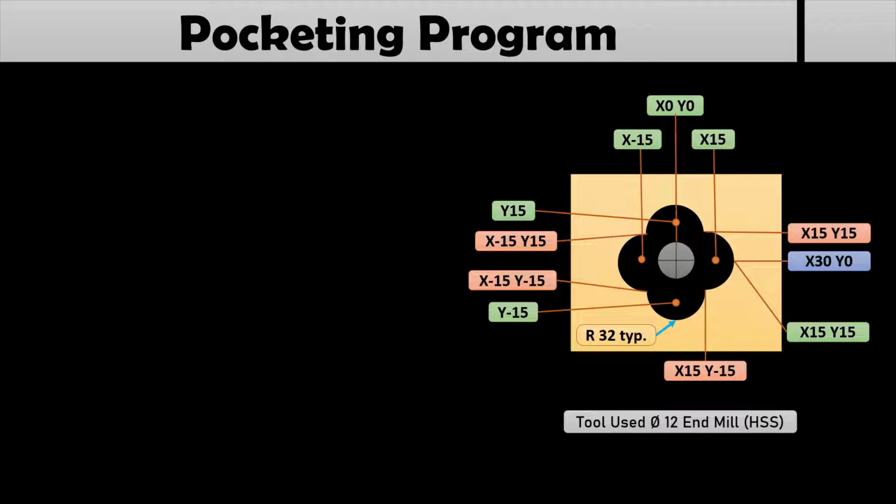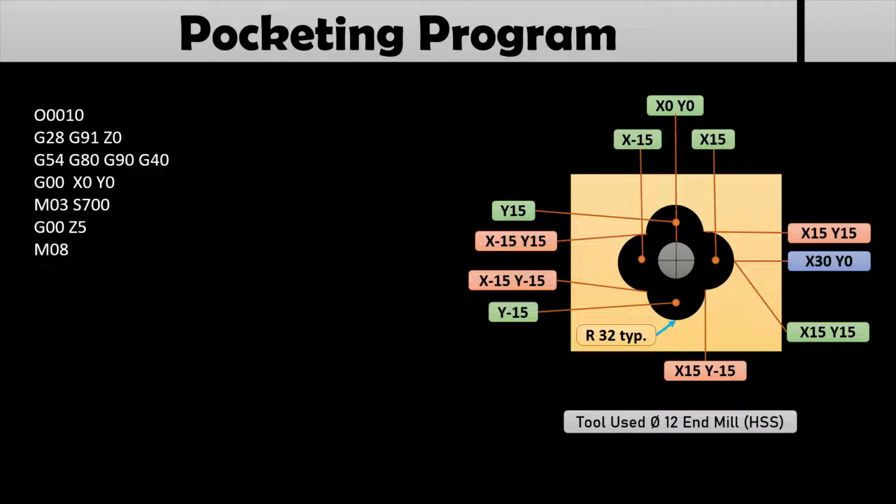Starting with the first line, O0010, that is the program number. Then G28 G91, that is the homing in the Z axis. Then G54 work coordinate system, G80 that is your canned cycle cancel, then G90 that is your absolute coordinate system, and G40 is your tool nose radius compensation cancel. Then G00 X0 Y0, that is the center point, I have called the tool to the particular point. Next M03 S700, spindle on at 700 rpm, then G00 Z5.0, that is the safety height, then M08, I have to make the coolant on.